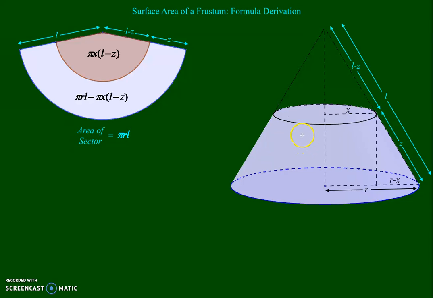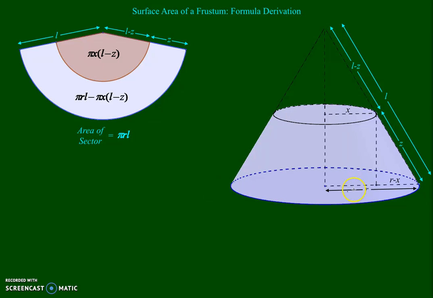Now, to start talking about the surface area of a frustum, we need to talk about the lateral area of the frustum. And the formula for lateral area of a frustum is based off of the formula for lateral area of a cone, which is pi RL. So this is actually the area of a sector of a circle.